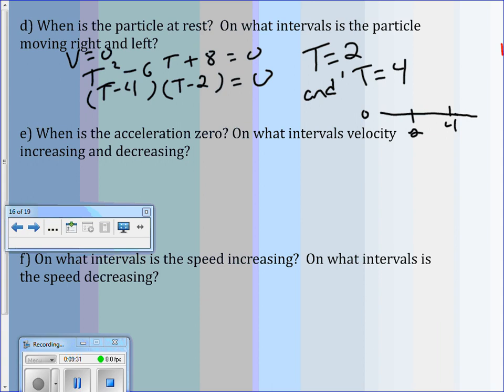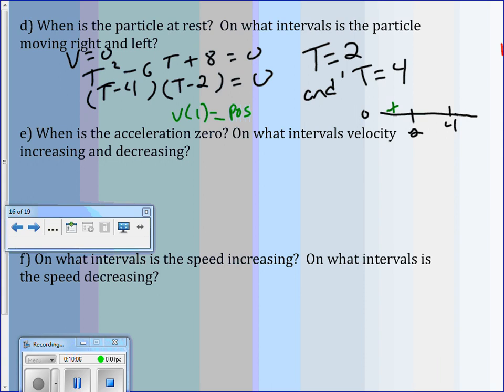Yeah, so let's check a value at 1. What is the velocity at 1? V of 1 is, and if you have it factored, the factored form makes it so much easier. Because when t is 1, this is negative, and that's negative. The two negatives make a positive. So I know between 0 and 2, it always has to be positive.